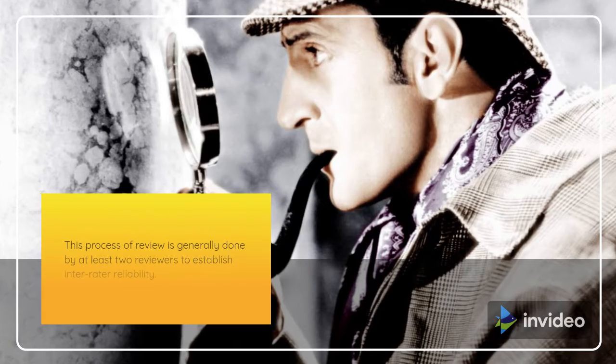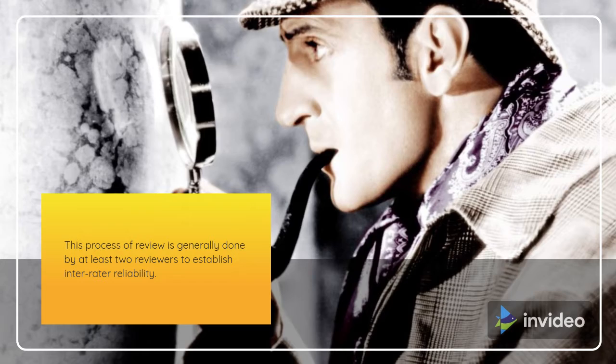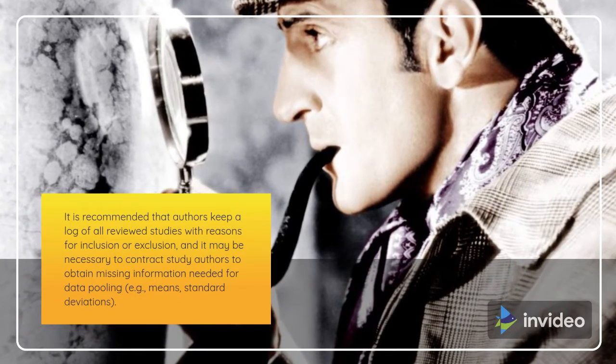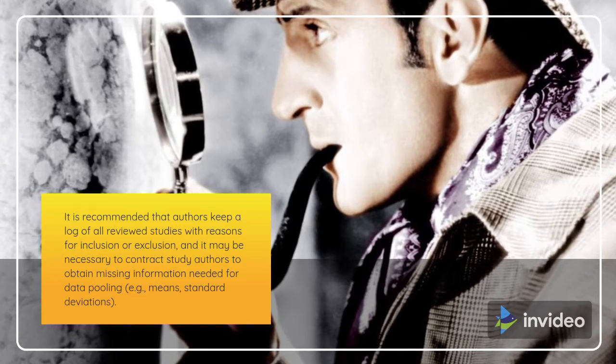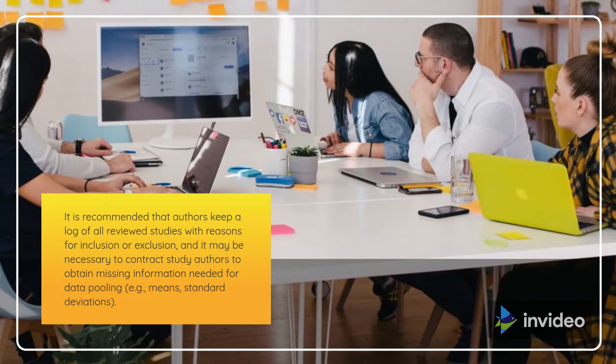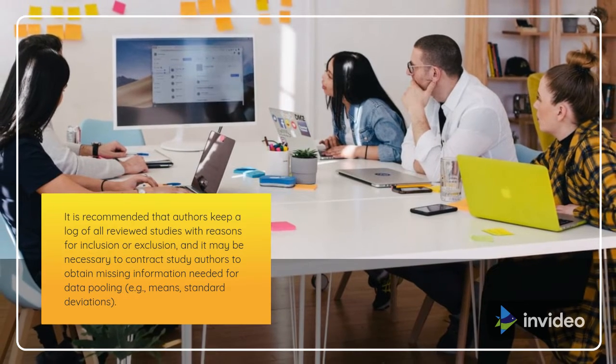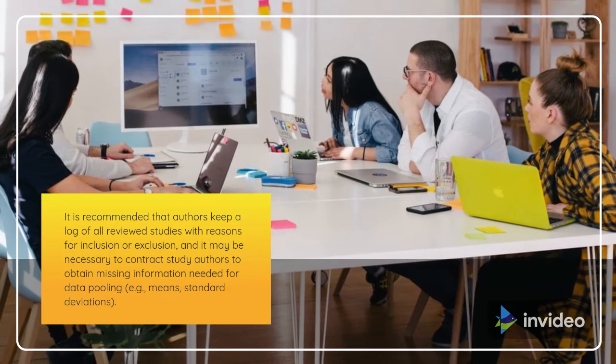This process of review is generally done by at least 2 reviewers to establish inter-rater reliability. It is recommended that authors keep a log of all reviewed studies with reasons for inclusion or exclusion, and it may be necessary to contact study authors to obtain missing information needed for data pooling, for example, means, standard deviations.